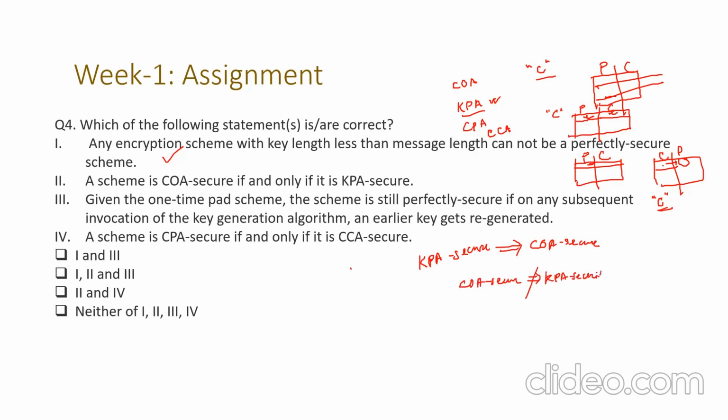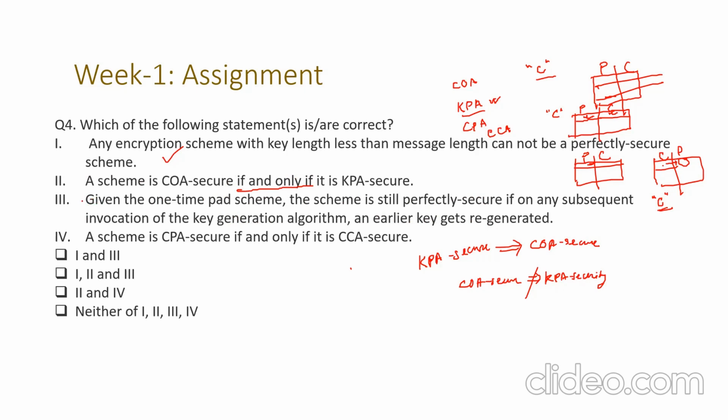Because the statement includes this if and only if part, right? Which will be true if the both-side implication is true, but this is not the case. So this is not a correct statement. And then for the third statement: given the one-time pad scheme, the scheme is still perfectly secure if, on any subsequent invocation of the key generation algorithm, an earlier key gets regenerated. So this is a tricky question. Can anyone of you explain how?